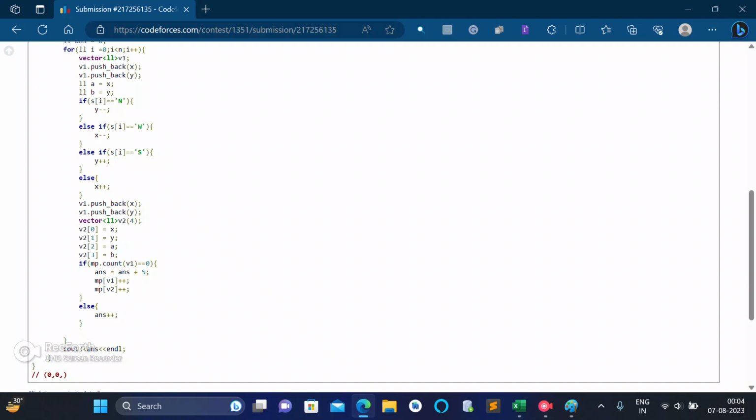Now I will check whether my forward path is present or not, that is, whether I have already encountered my forward path. If my forward path is not already encountered, I will increment my answer by 5. I will do the mapping of both the forward and the reverse path, and if the mapping already exists, I will increment the answer by 1 only, and at the end I will print the answer. So in this way we can code this question.